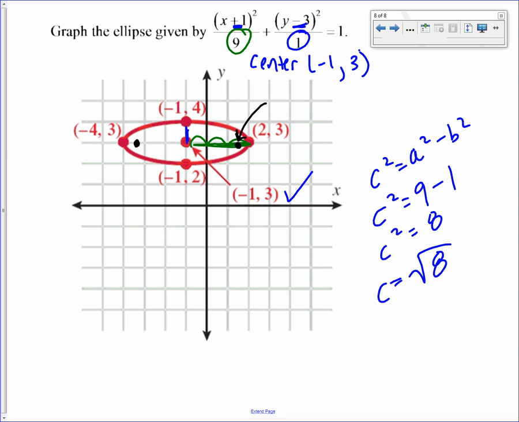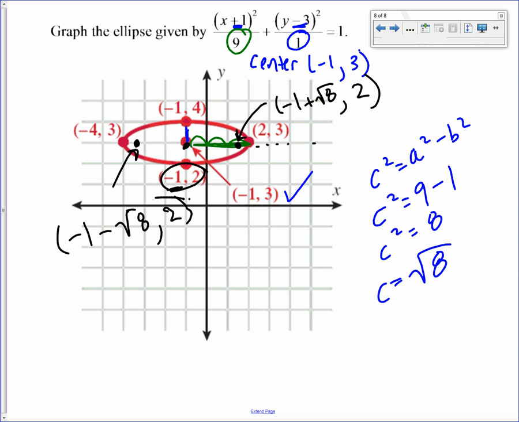And the way you would label this point is, it started at the center's at -1 on the x-axis, and then this is moved right, radical 8. And the y value, it's still 2 above. So that's the coordinate, -1 plus radical 8, 2. And then over here, likewise, it'll be -1 minus radical 8, comma 2. So notice how the center and the foci are really similar. The only difference is I stick a plus or minus radical 8 because that's the c value.